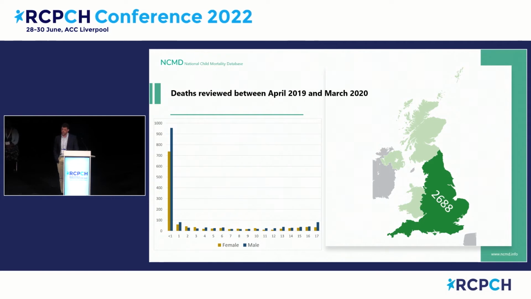And this graph shows the age and sex distribution. And as you can see here, most deaths are under 1 year of age. And in fact, for most ages, there were slightly more boys than girls dying.